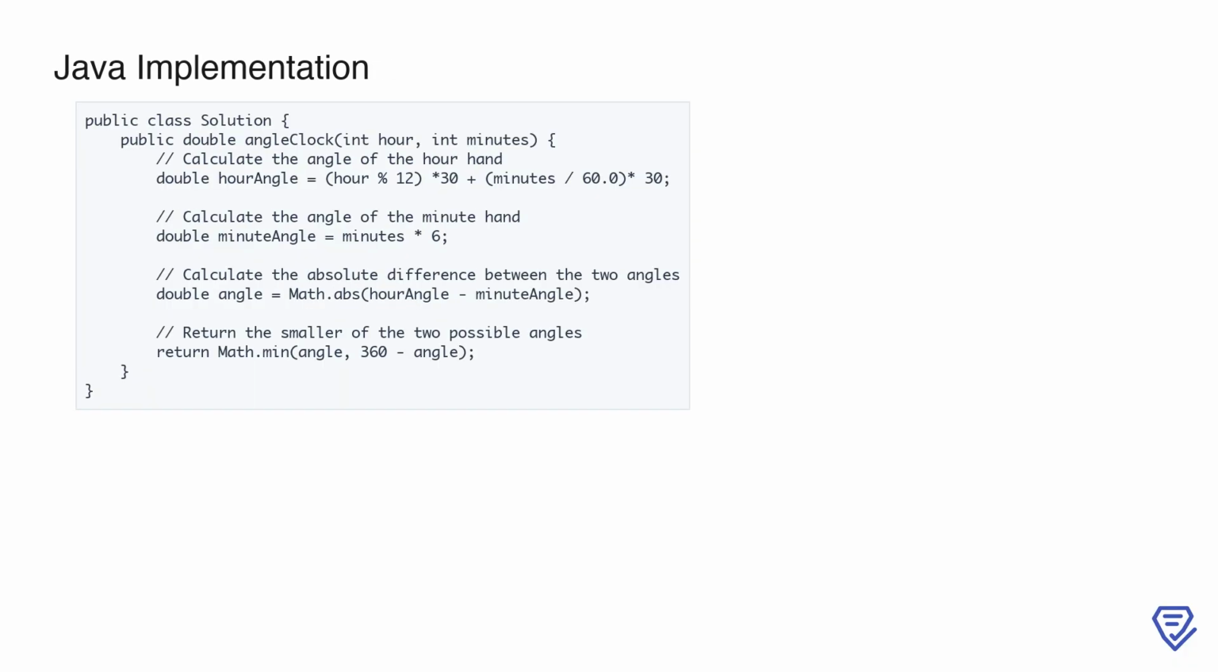This is the Java implementation of LeetCode problem number 1344, angle between hands of a clock. The logic mirrors the Python solution provided, with adjustments for Java syntax and conventions. Key differences include explicit type declarations for variables and the use of Java's math library for absolute values and minimum calculations. This implementation calculates the angles for the hour and minute hands, finds their absolute difference, and returns the smaller of the two possible angles. The code is concise and adheres to Java formatting standards.